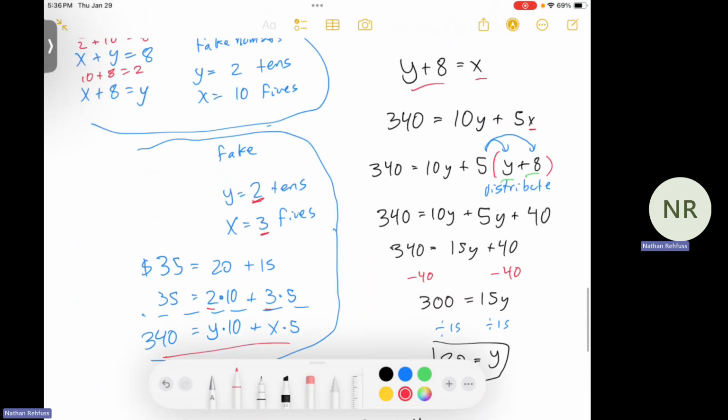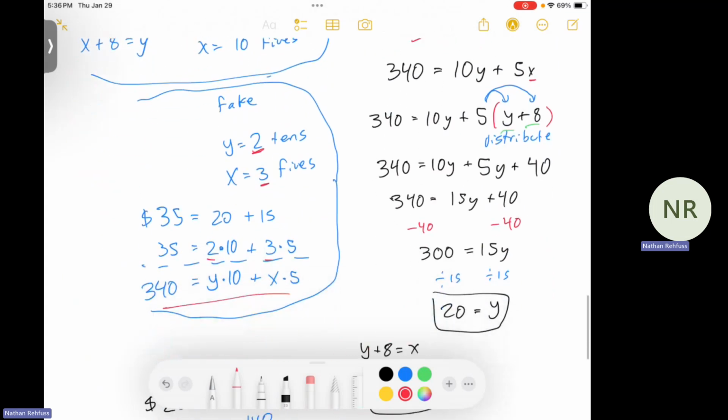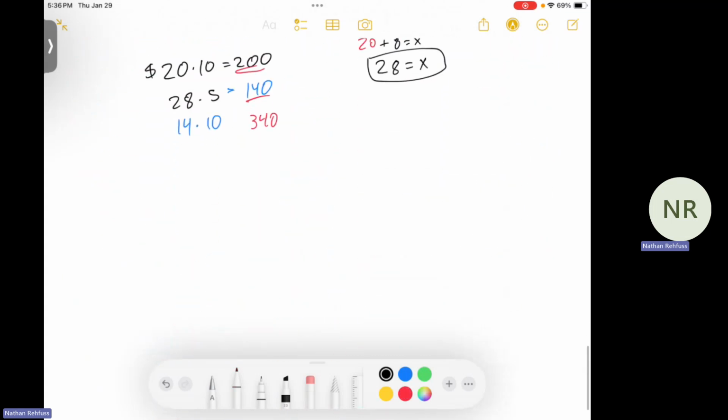All right. Hopefully now you're seeing how we can use these 6 steps to make our way through any kind of story problem, even a story problem we've never seen before. I've got one more for you.